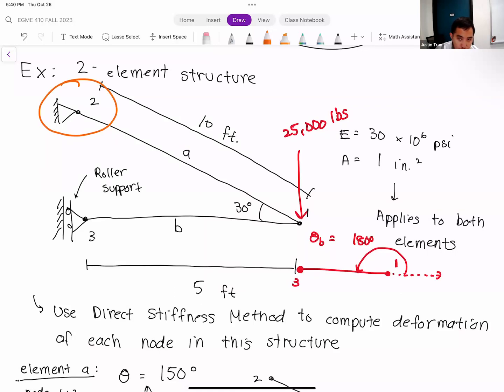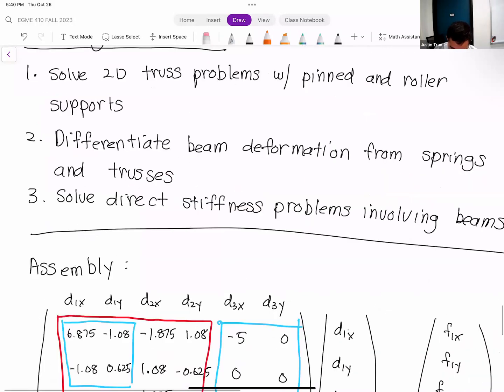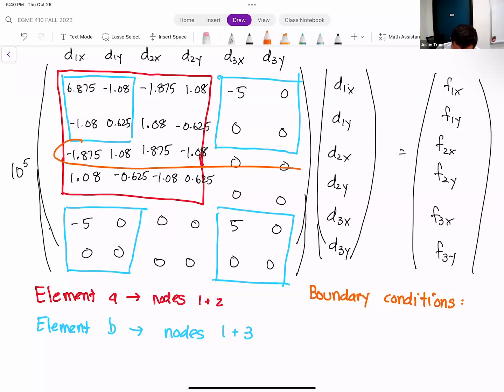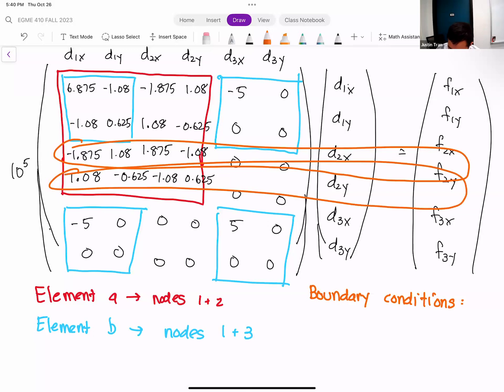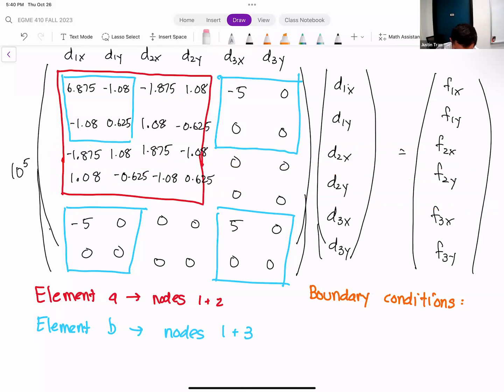Node 2 is a pin support. Because node 2 is a pin support, that means d2x equals d2y equals 0. So let's knock out the rows for d2x and d2y in our global stiffness system. Our row for d2x is this one right here, d2y, this one right here. You can see I did not do a very good job lining these up, but hopefully you did a better job in your notes.